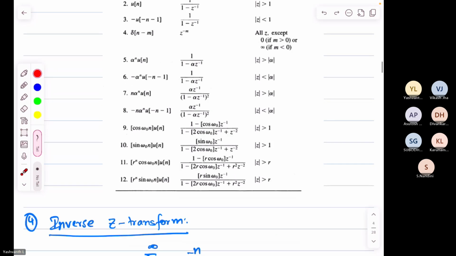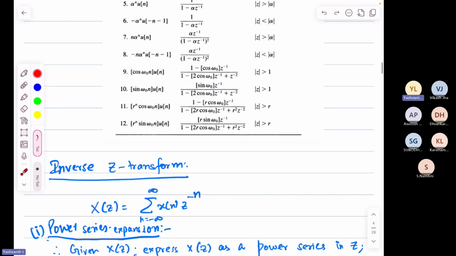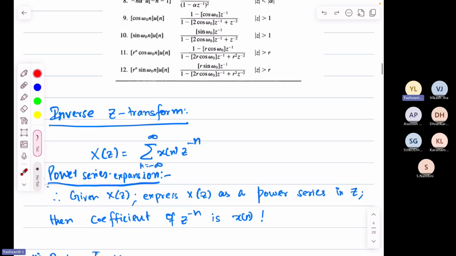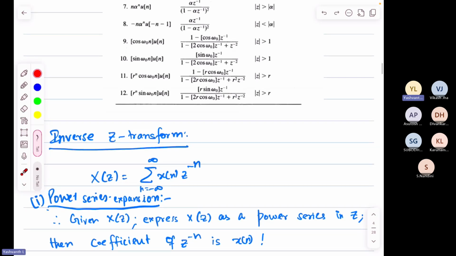Okay, fine. So now what we have seen is the z transform, some properties of the z transform, and some examples. Now, what did we do? We took a time domain signal, used the z transform, and analyzed the signal in the z domain. Now, from a given z transform, how do I come back to the time domain? That is called inverse z transform.